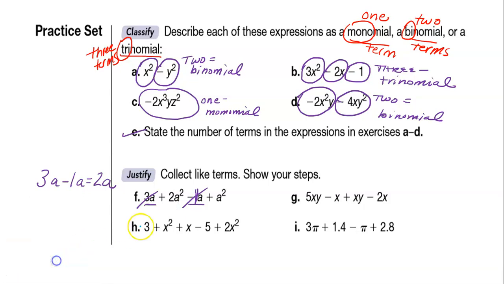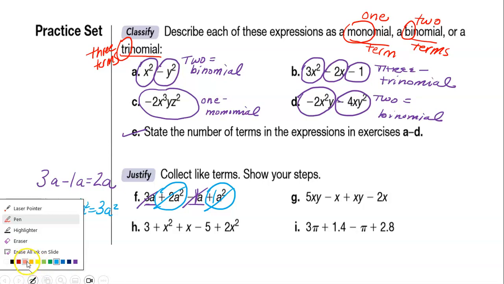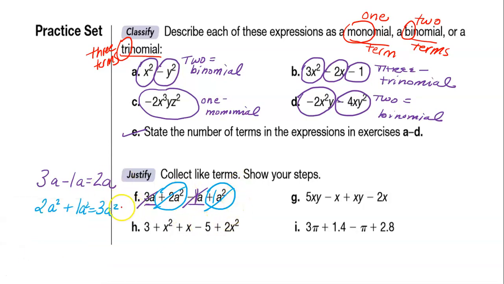Okay? Then we have 2a squared plus a squared. Again, this has an invisible 1 in front of it. So let's see, 2a squared plus 1a squared is equal to 3a squared. So we've combined those like terms. Now we put it all together, and normally we do it in descending order, meaning that the one with the largest exponent goes first. So I have 3a squared plus 2a, and that is my answer.